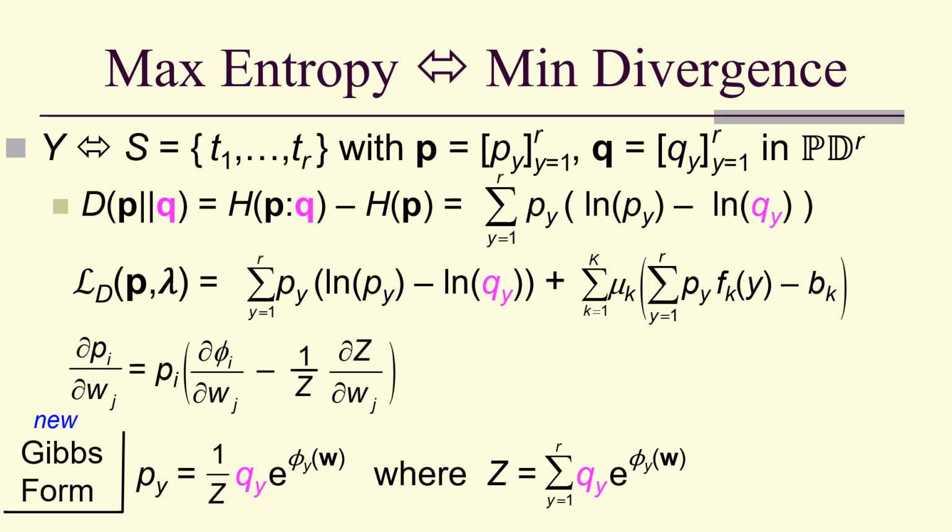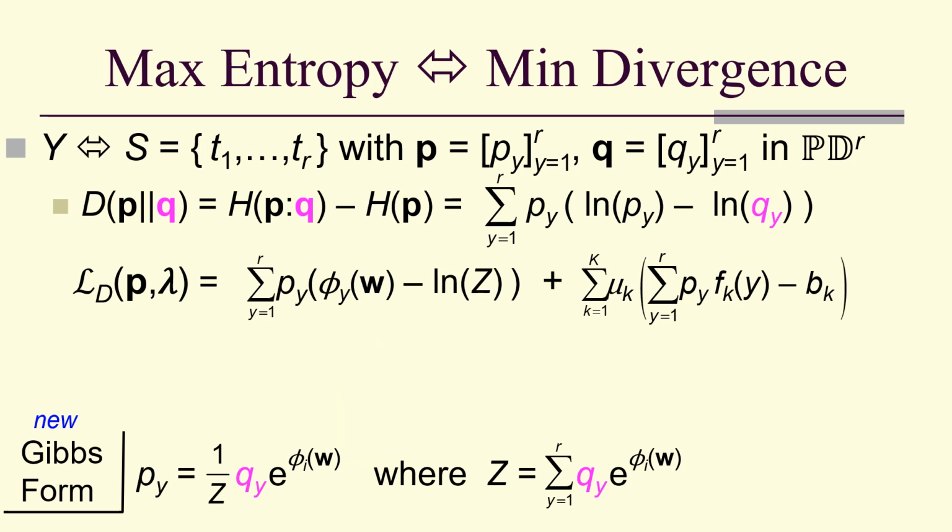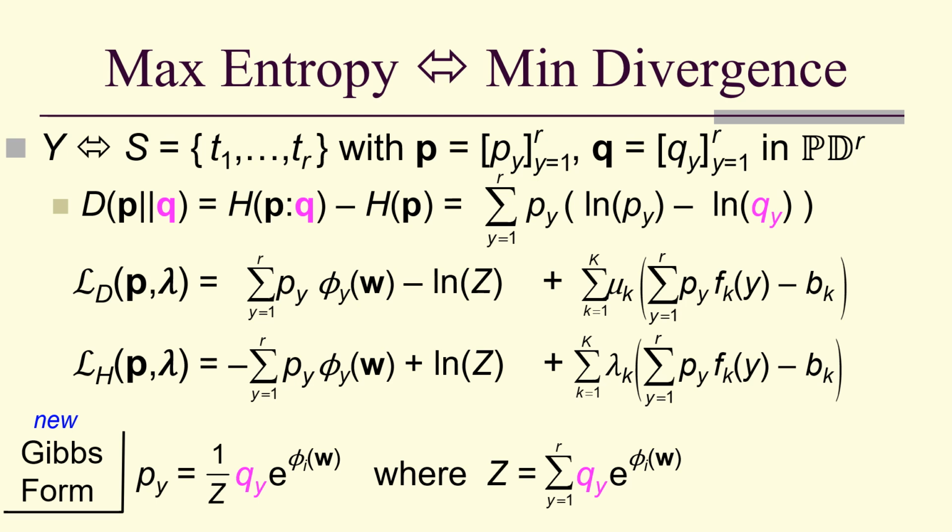The derivative doesn't change. It's the same as for the old Gibbs form. And notice that I get log p is equal to phi sub y of w plus the log of q sub y minus log of z. And I will get some cancellation when I substitute for the log p. In particular, I end up with this. And if I simplify in the same way as before, then I actually get something very similar to the Lagrangian for entropy. In fact, if mu sub k was equal to negative lambda sub k, they would be the same thing.